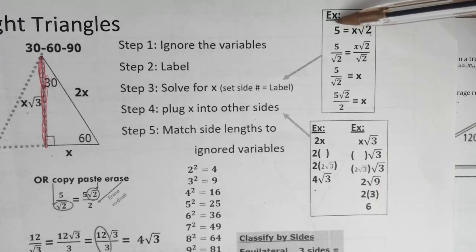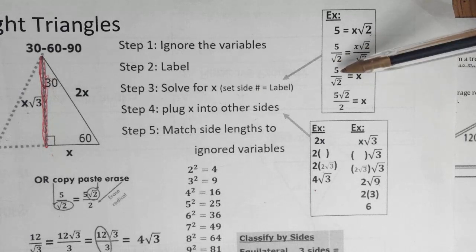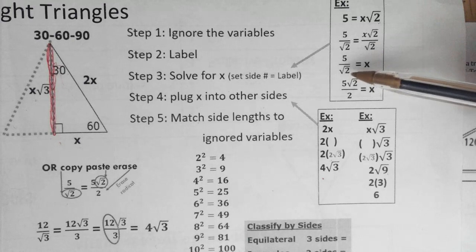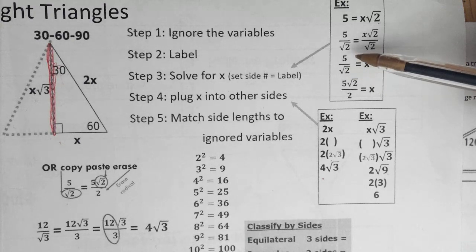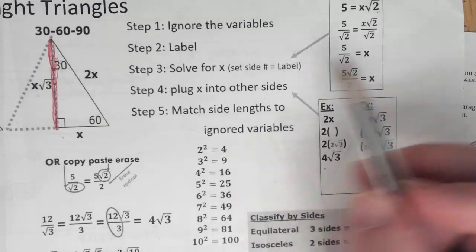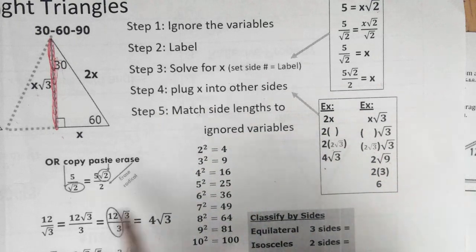So here's a good example. If you have 5 is equal to x radical 2, you would divide both sides by radical 2, and then you might have to copy, paste, or erase to simplify that, because we're not allowed to have a radical in the bottom, so you move it to the top and you leave the number behind. And if you can simplify that more, you would. All right, so once you find your x, then step number 4 is plug in.